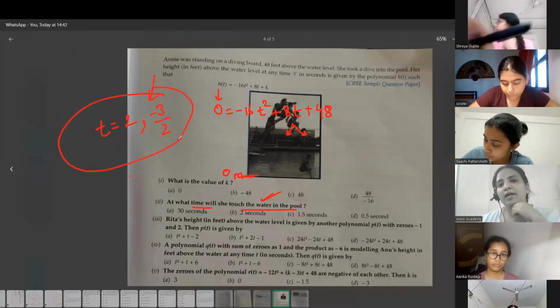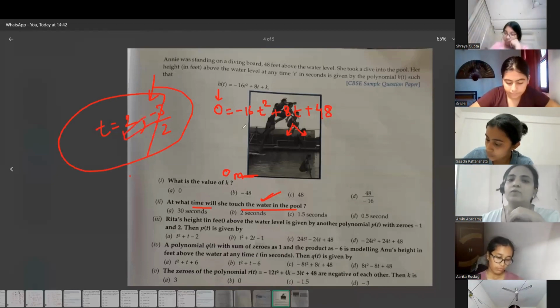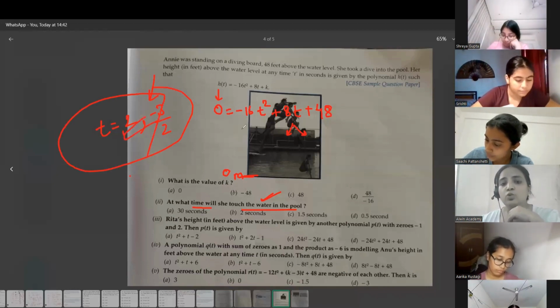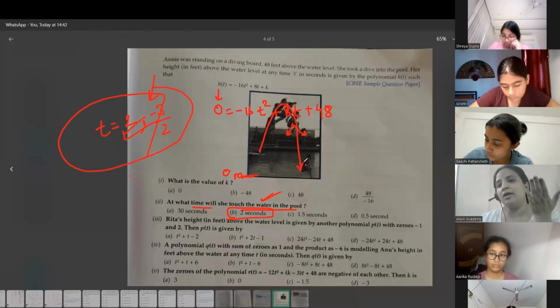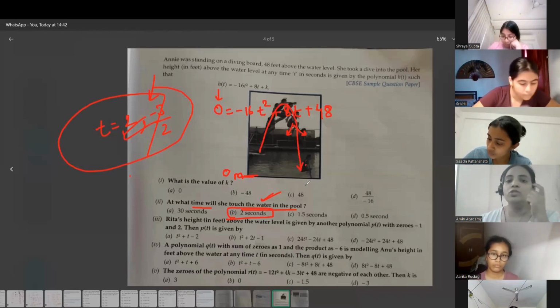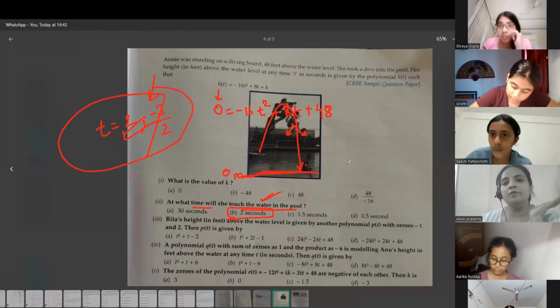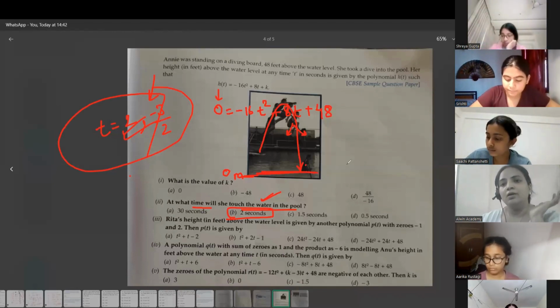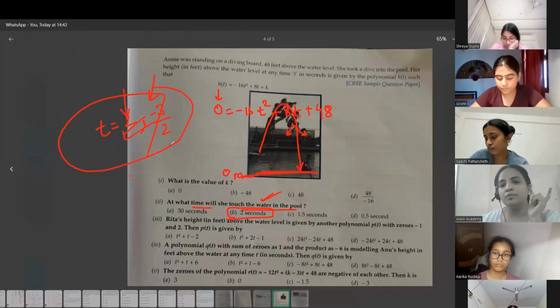2 and minus 3/2. Time can never be negative, so t is equal to 2 is the answer. At 2 seconds, that girl would touch the water level. That means the moment she started elevating up to take a dive into the pool, after 2 seconds, she has touched the water level. Understood everyone or not? Clear? Is there anyone who didn't get this answer?